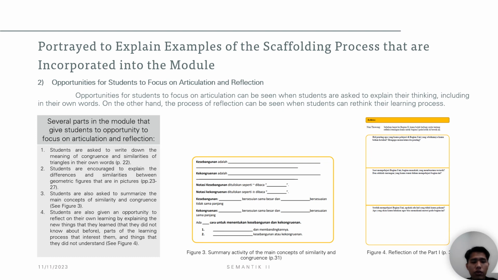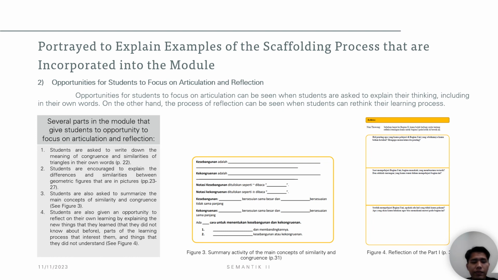It consists of 4. The first one is students are asked to write down the meaning of congruence and similarity of triangles in their own words. In the module, it is on page 22. And then the second one is students are encouraged to explain the differences and similarities between geometric figures in pictures. It can be found in module pages 23 to 27. And the third one is students are also asked to summarize the main concepts of similarity and congruency. It can be seen on the right of the slides, which is figure number 3.